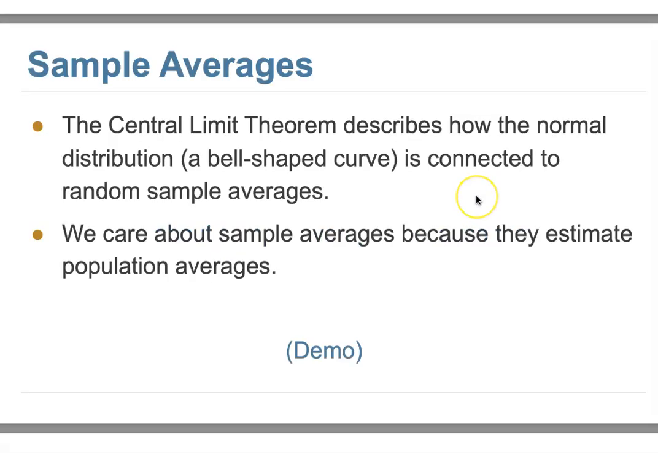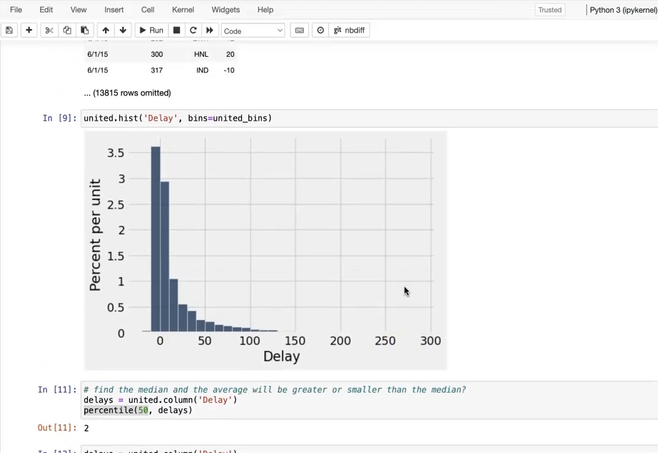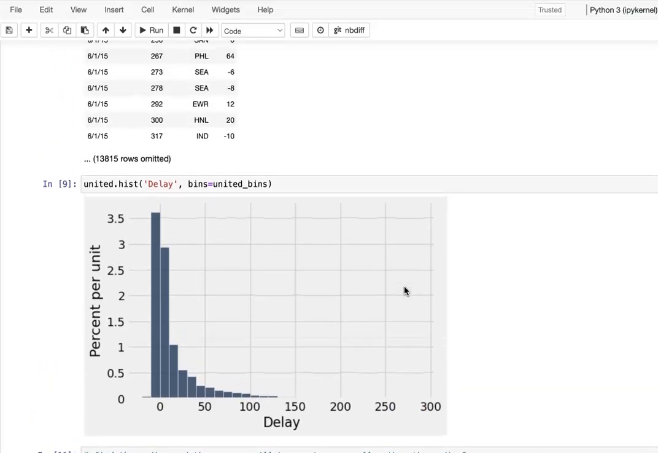Continuing from the previous video, we talked about the central limit theorem. The central limit theorem describes how the normal distribution, a bell-shaped curve, is connected to random sample averages. We care about sample averages because they estimate the population average. That's why in our demonstration, we use the United Airlines delay information.